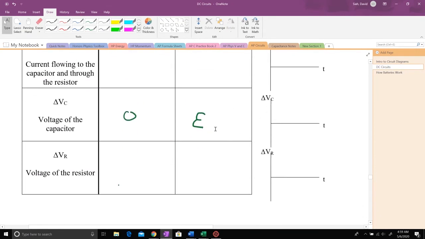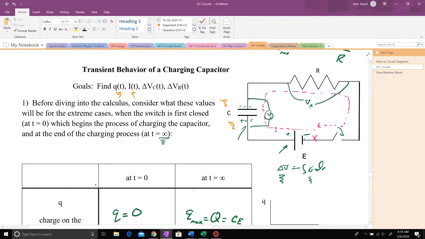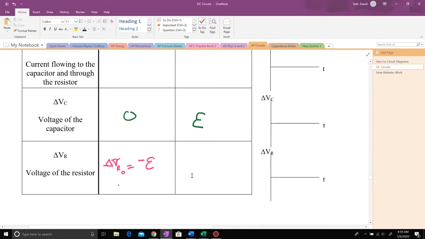So the voltage across the resistor at time 0, or if you like, delta V resistor naught, you say that's got to be, and actually, if you want to think about it, it's going down, right? As I go around the loop, if I go up potential here, I'm going to be going down potential as I go through these other parts. All right. So that's the delta V for the resistor at the start.